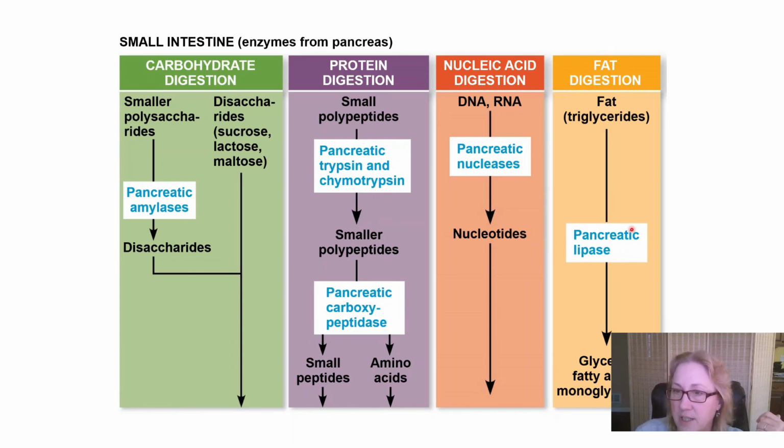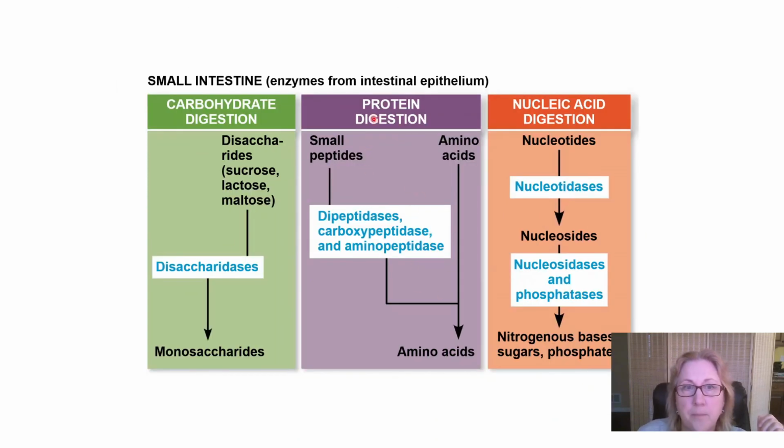Fat is digested here. The pancreas makes lipase, which can break down triglycerides into individual fatty acids and glycerol. Glycerol is that three-carbon sugar that's the backbone for triglycerides and phospholipids. And those can then be absorbed directly in the small intestine.